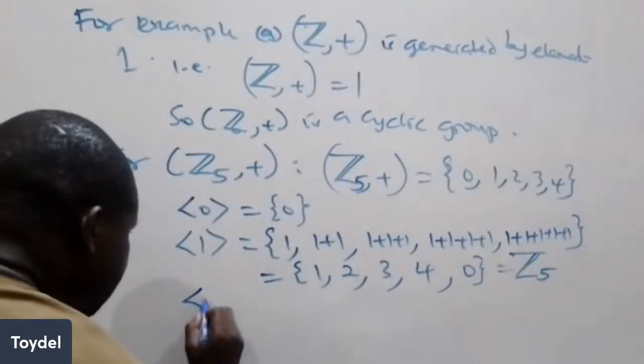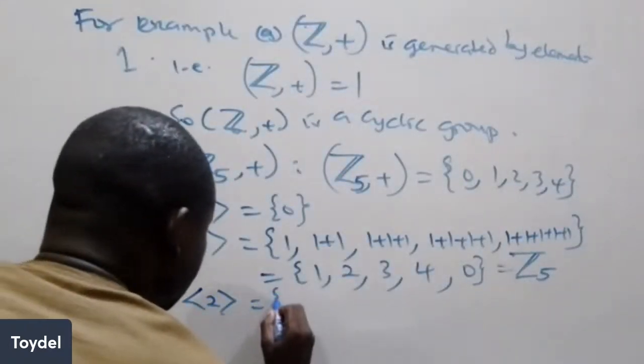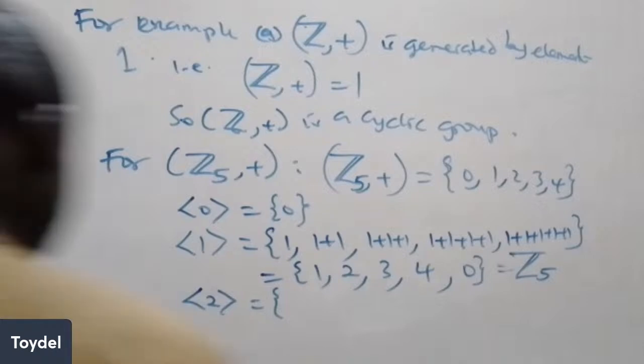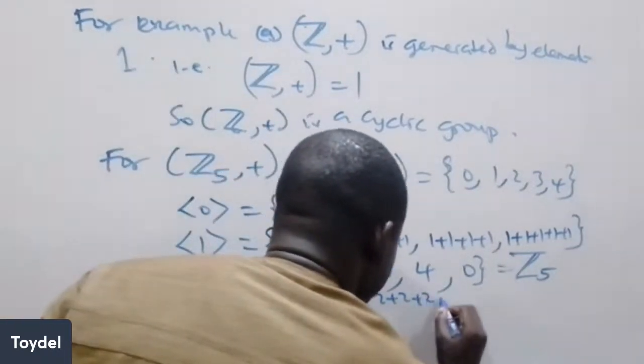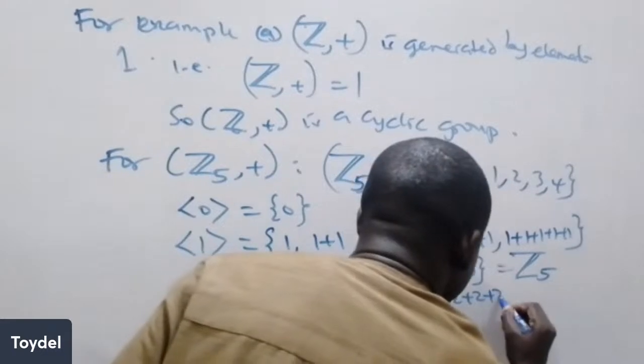If you look at the second one also, when it is 2, what do we have? We have 2, 2 plus 2, 2 plus 2 plus 2, 2 in 4 places.